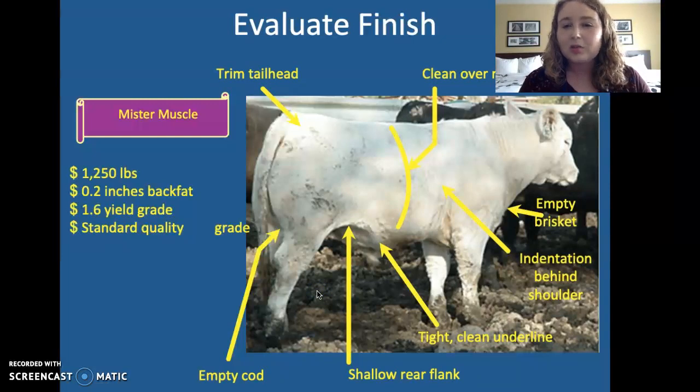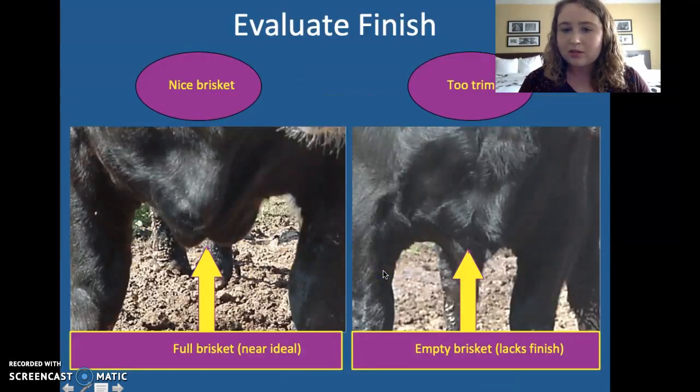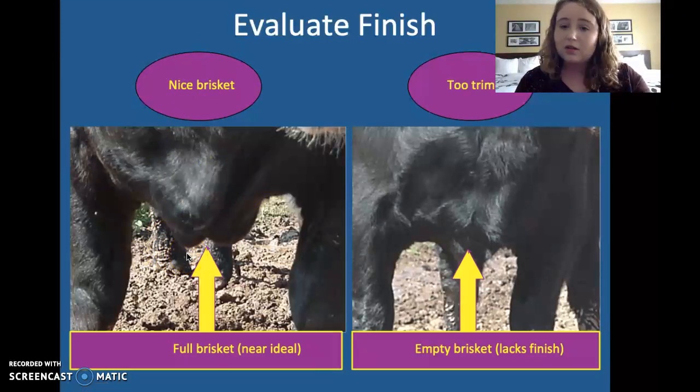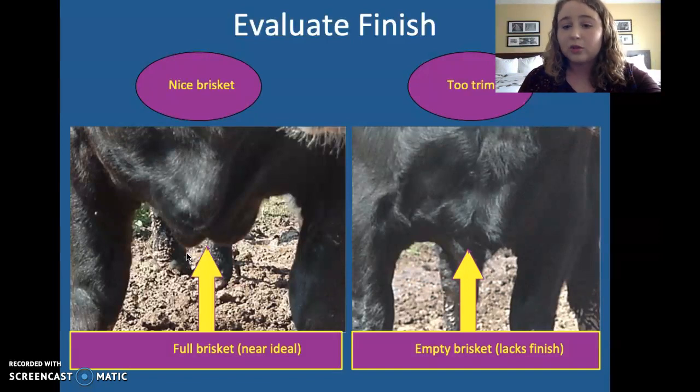Okay, here's just some more places to evaluate. We might talk about this more in class. Okay, here's the brisket when I talked about the fullness. So the one on the left has the fuller brisket, and the one on the other side obviously isn't probably ready for market.